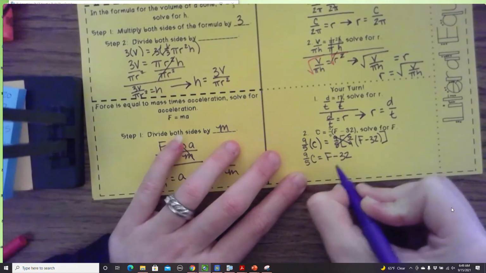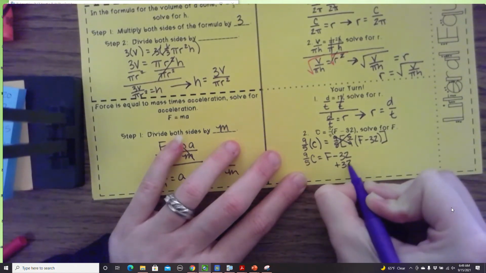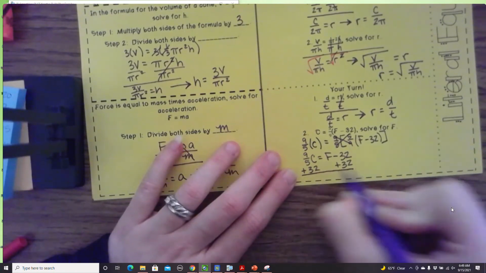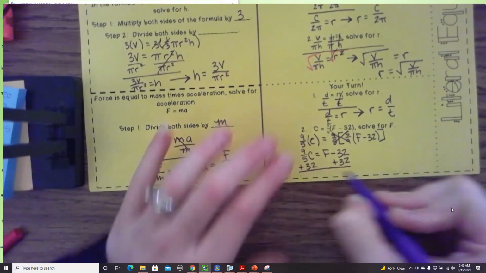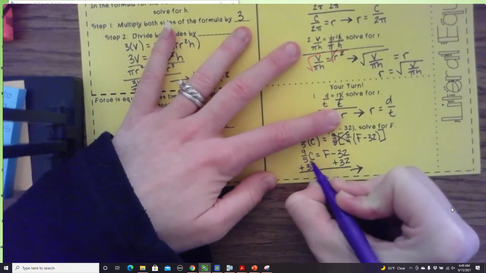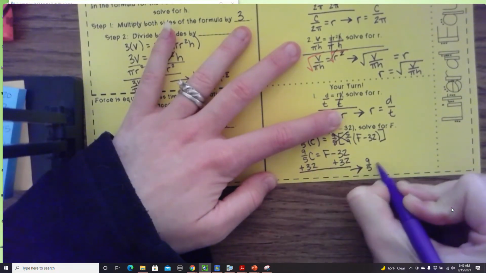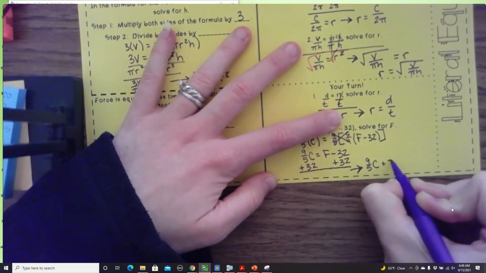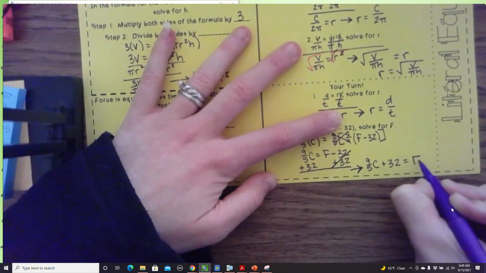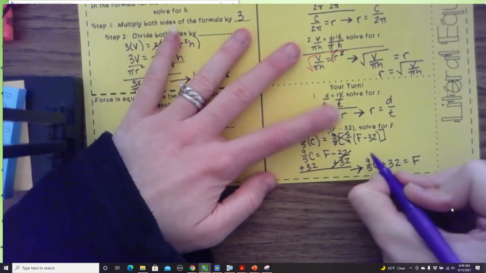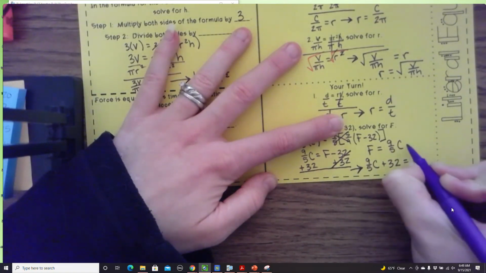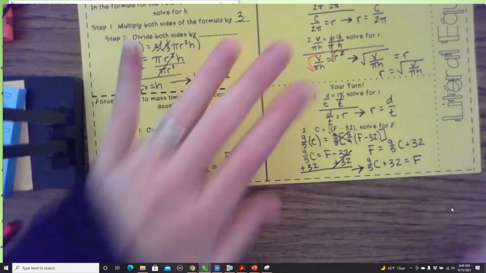I want F by itself, so I need to get rid of that 32. I'm going to add it to both sides. And so what I'm going to do, let's see, I can't fit it in there, so I'm going to write my answer here. So I have 9/5 C plus 32. This cancels, equals F. And again, if you want to write it with F first, you can just flip the entire equation.